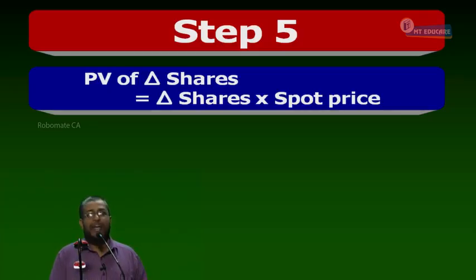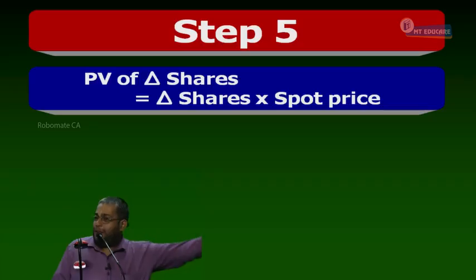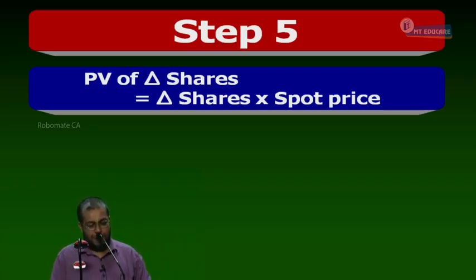Don't do any calculation, because it is the spot price. Somebody asks you what is the value of a TCS share today? The spot price. So the present value of 1 share is the spot price, which is 100. I am holding 0.611 shares. So the present value of delta shares is delta shares into what? Spot price. Yes or no?